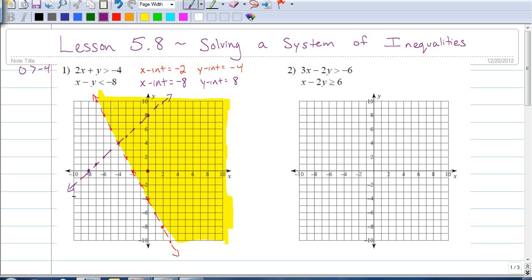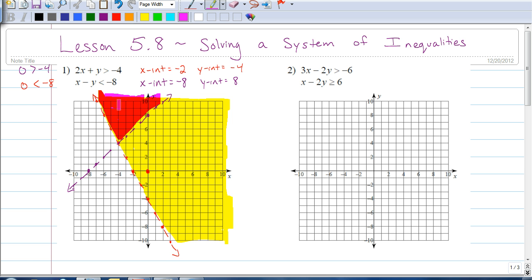And to see if I shade above or below here, I would put 0 in for x, 0 in for y, so I get 0 is less than -8. Well, 0 is not less than -8. So the point (0, 0) is not a solution. It's a false statement. So I want to shade in the region that does not contain (0, 0), which is the region up here. So that would be my feasible region.